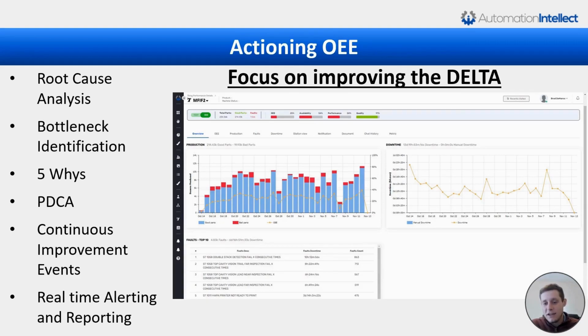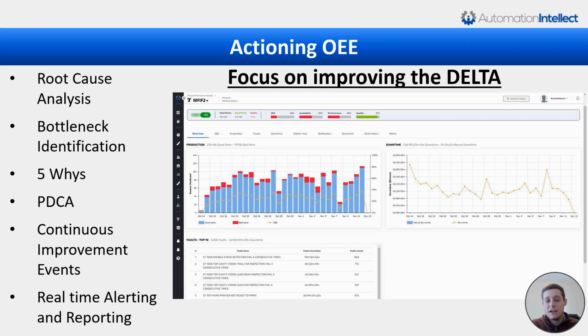And finally, our last topic of the day is actioning OEE. This idea is always based around focusing on improving the delta. World-class OEE in the manufacturing space is 85%. And regardless whether you start at a 20% OEE or a 60% OEE, improving the delta of just 5% can really make a drastic impact in your business.